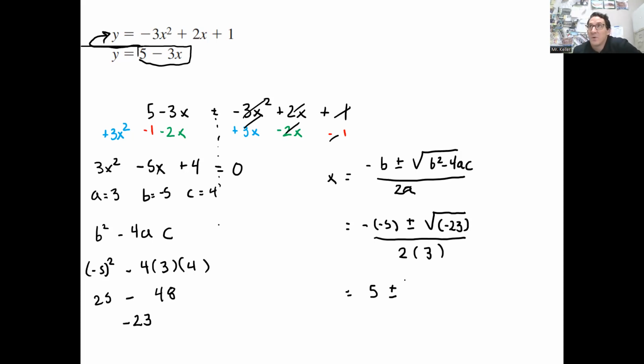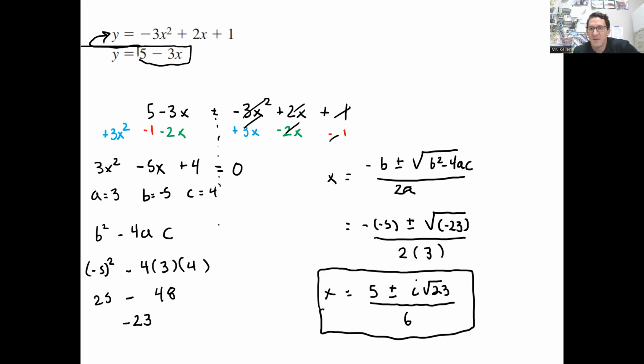That is not a perfect square. 23 is in fact a prime number. So that's not going to simplify, but since it's negative, we're going to pull an i out of there. It's going to be i times the square root of 23, all over 6. And for our complex solutions, we can just leave it like that. That actually does not simplify beyond that. You can split it up and write it as two separate answers, 5 plus i root 23 over 6, and 5 minus i root 23 over 6, but this is just fine as it is.